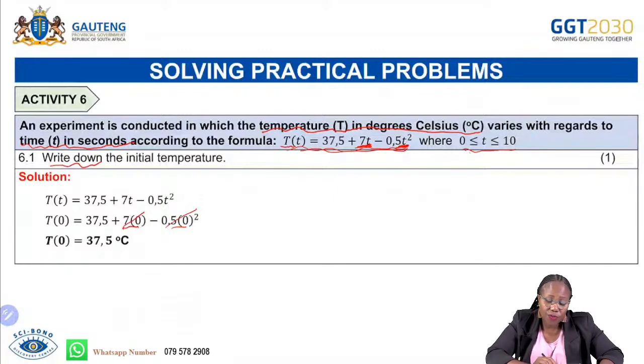degrees Celsius before you start with your experiment. So grade 12, this will be 1 mark. Why? Because you can tell by putting 0 there, the answer will be that one. So we will be allocating a mark for the final answer only.